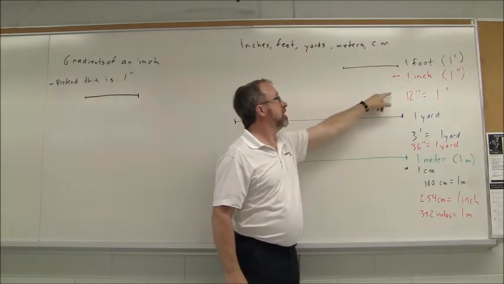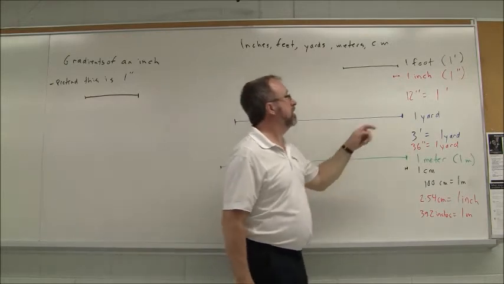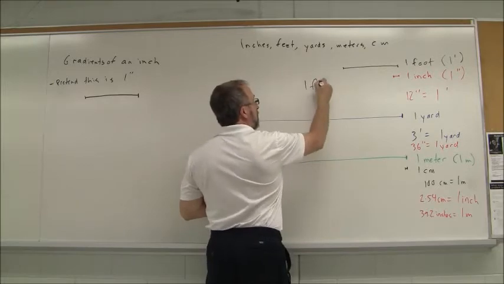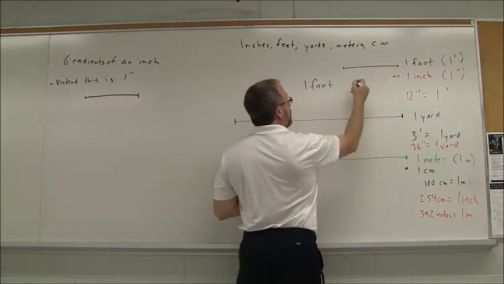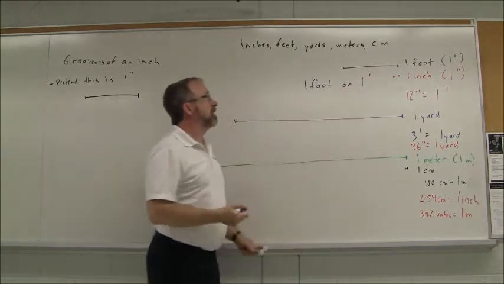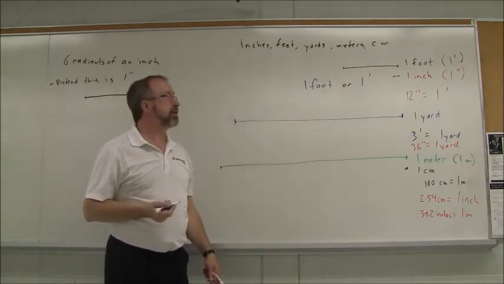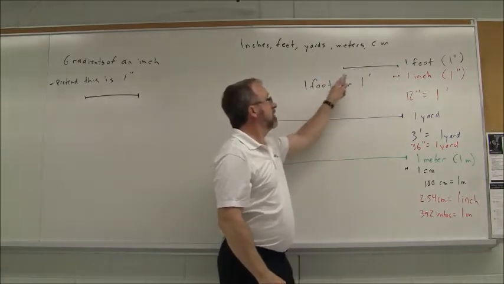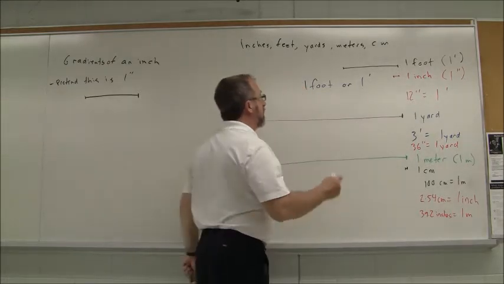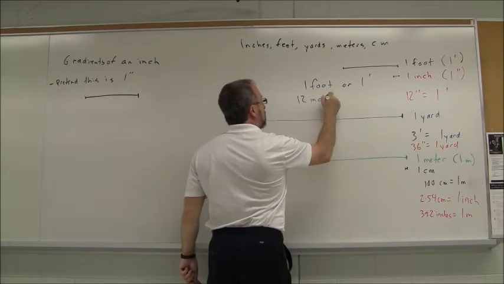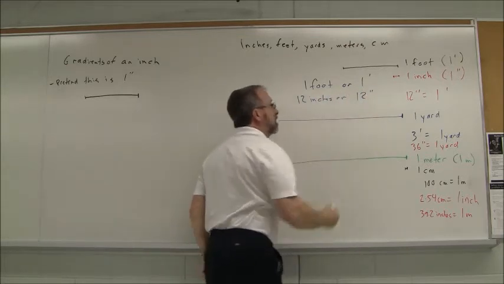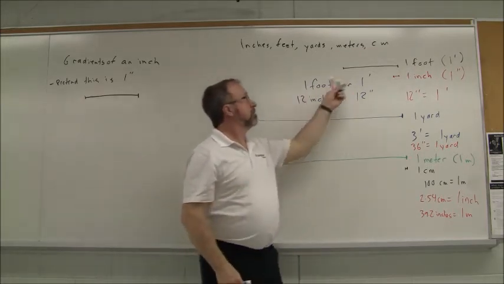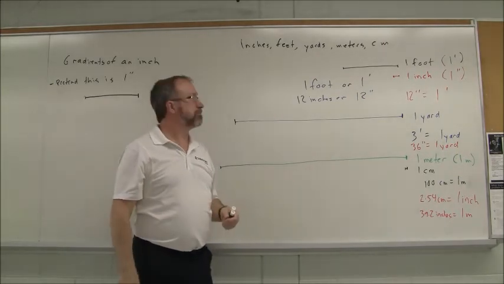There are 12 inches in 1 foot. Notice the notation. 1 foot can be written like this. You could say the word 1 foot, or you could say 1, and that single notch there means 1 foot. That's 1 inch. 12 of those in a foot. Again, notice the notation. I could put 12 inches or 12 inches. That's notation for inches. So, that's the beginnings of Imperial, feet and inches.